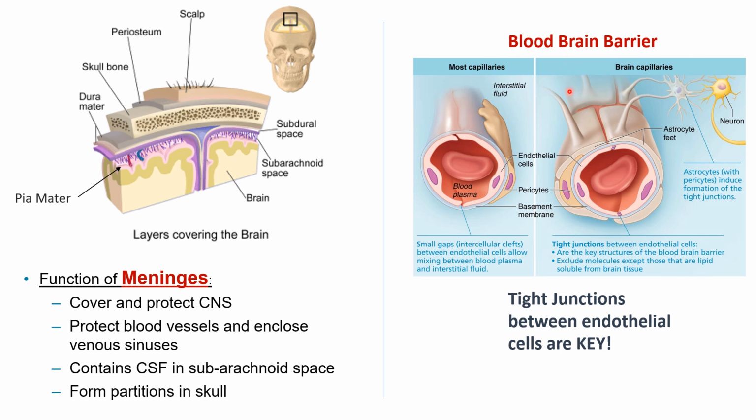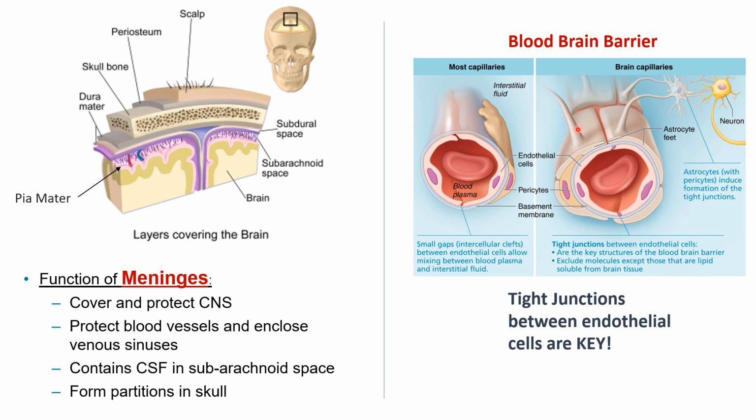Blood-brain barrier, this just elaborates on what I was talking about before. Here's most capillaries. We call them continuous capillaries. You can see that there are these junctions here, and that allows for fluid to seep out of the blood plasma, not the cells, but the fluid. And that has to be returned through the lymphatics.